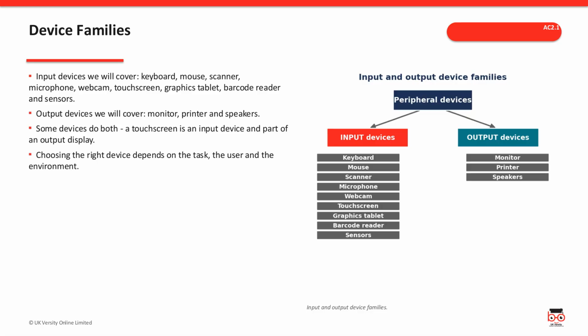Here's the cast of characters we'll be meeting. On the input side, there's the keyboard, mouse, scanner, microphone, webcam, touchscreen, graphics tablet, barcode reader, and sensors. And on the output side, the monitor, printer, and speakers. Some devices happily do both jobs. A touchscreen takes your touch as input, while also being part of the display. Which one you reach for really comes down to the task, the person using it, and where they're working.